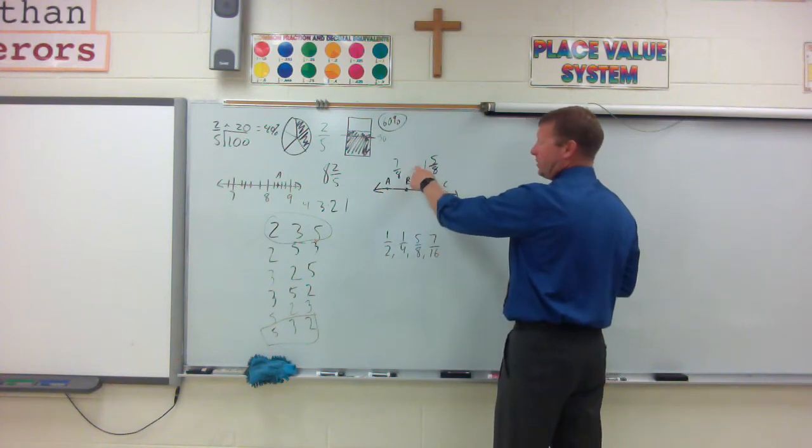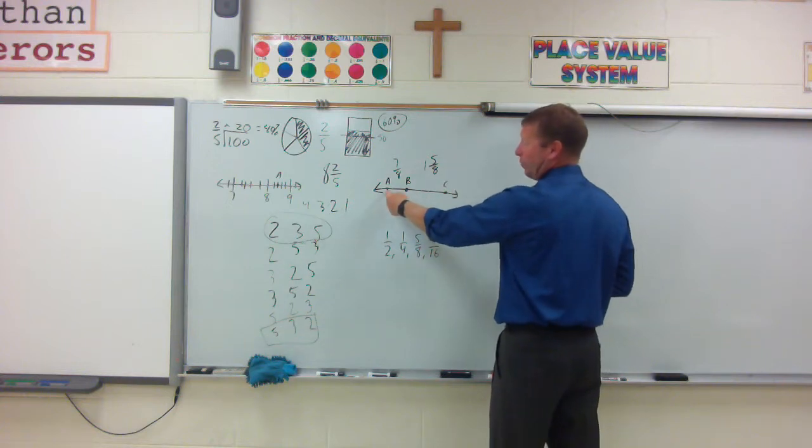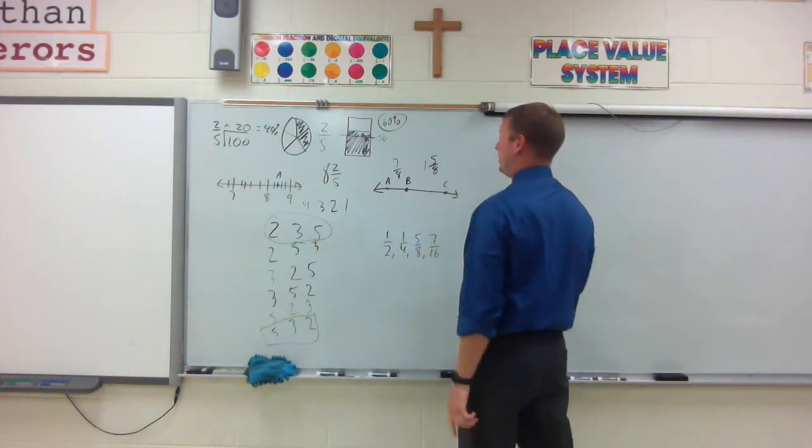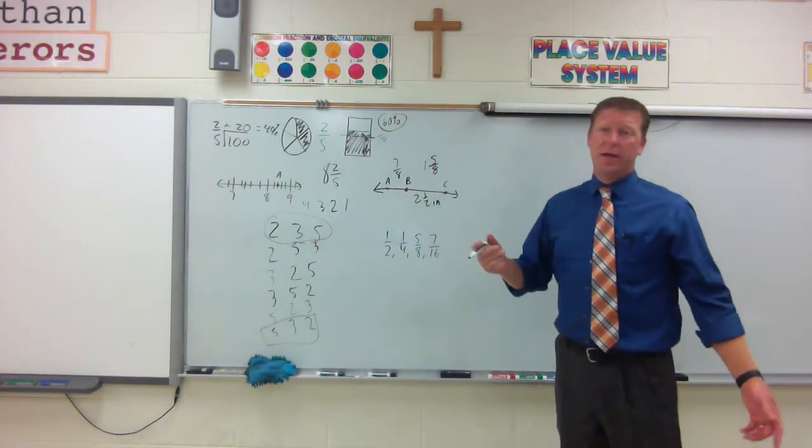Now, I said add those together. You could certainly do that. 7 + 5 is 12/8. I'd have to reduce that down. Maybe you just want to do it with measurement. Put it on here, put it together. That should give you 2 1/2 inches. Any way you can look at that.